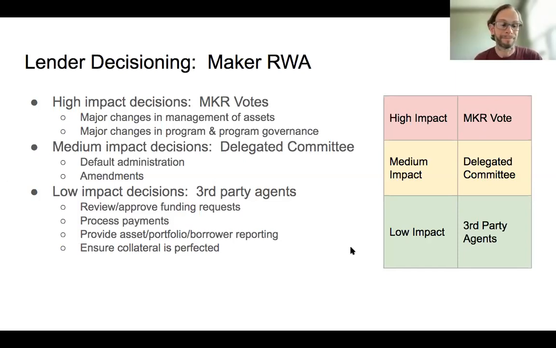It's true. Yep. And then around the low impact decisions, these are typically delegated to the third party agents. What are they?